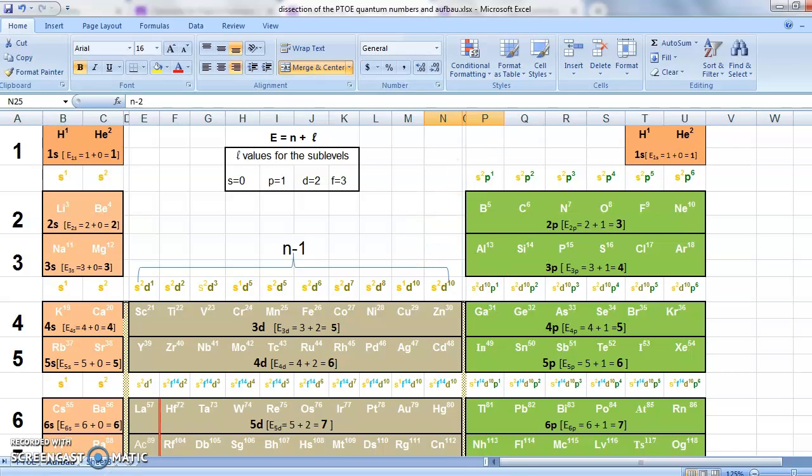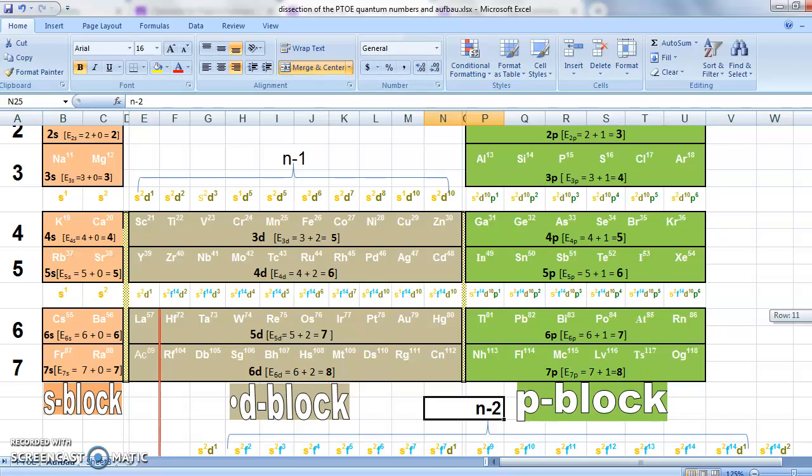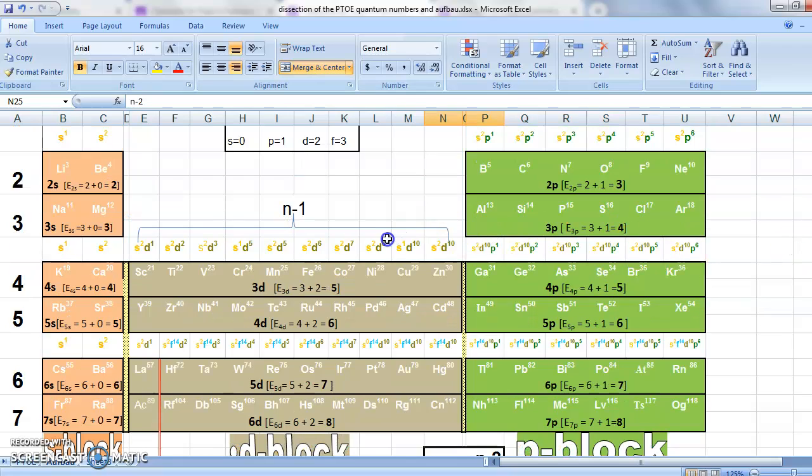So a lot of students, all you need to do to know Aufbau is you need to know this is the S block, P block, D block. Down here is the F block. You don't need this version of the table because you can fill this version of the table out on any periodic table you're given. They write n-1.